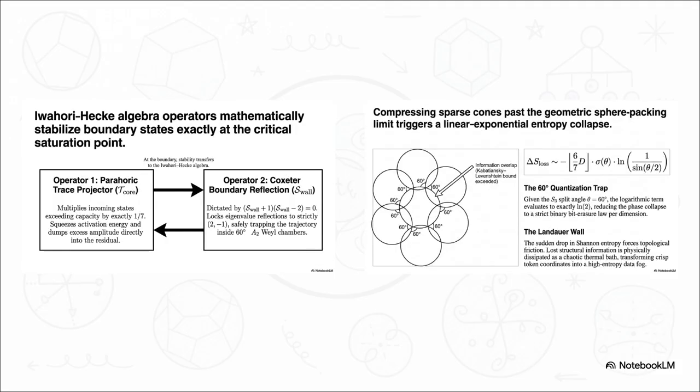Furthermore, this system ensures long-term survival by deploying Iwahori-Hecke algebra. By mathematically locking eigenvalue reflections into strictly separated 60-degree wild chambers, it completely prevents information overlap from exceeding the geometric sphere packing limit. This ensures tokens remain crisp and distinct, preventing a massive thermodynamic data collapse.